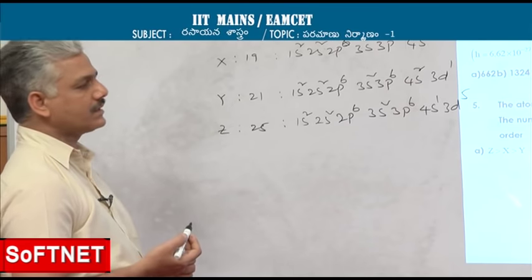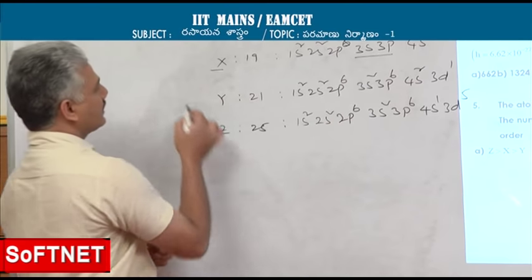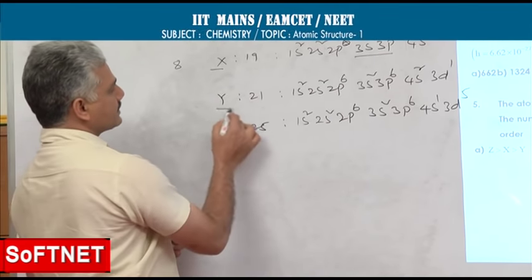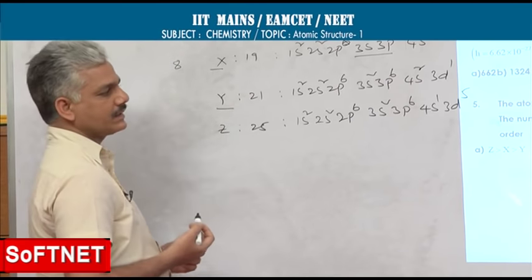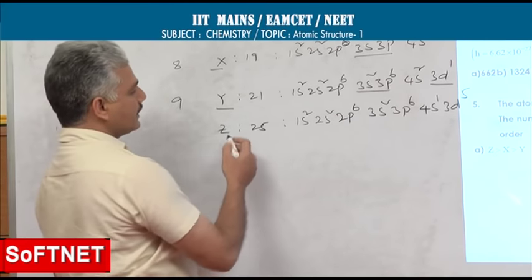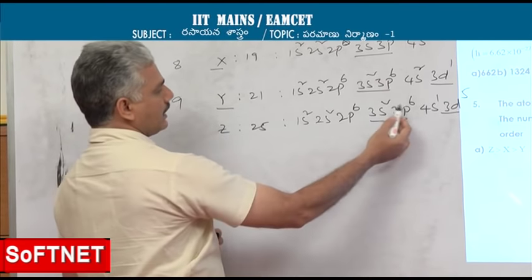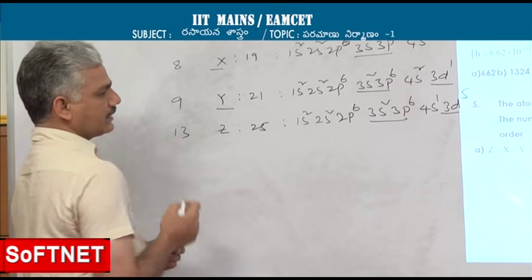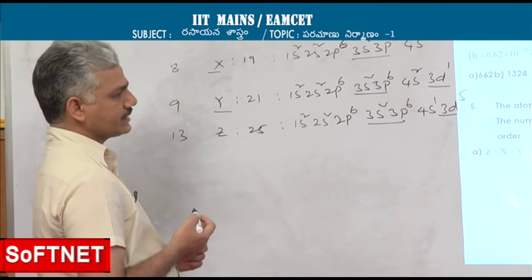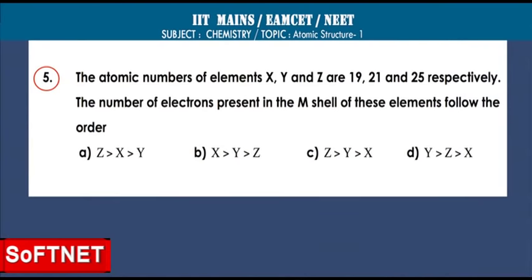M shell means third orbit. In case of X, the number of electrons present in the third orbit is 8. In case of Y, the number of electrons present in the third orbit is 8 plus 1, 9. In case of Z, the number of electrons present in the third orbit is 8 plus 5, that is 13. Therefore, the correct order is Z greater than Y greater than X. So, we can take option C as the correct answer for this question.